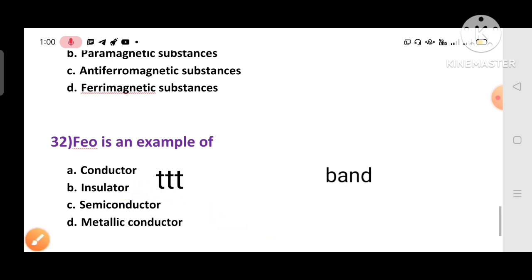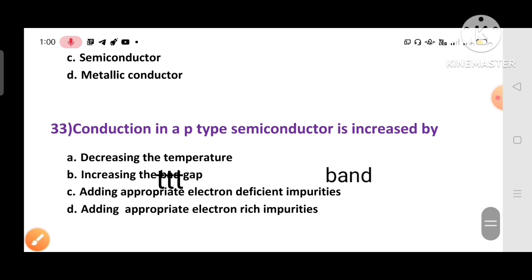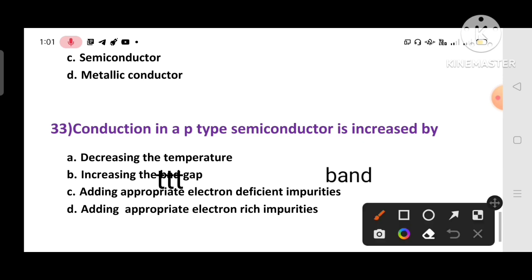Next question. Conduction in a p-type semiconductor is increased by option A, decreasing the temperature, option B, increasing the band gap, option C, adding appropriate electron deficient impurities, option D, adding appropriate electron rich impurities. The right answer is option C, adding appropriate electron deficient impurities.